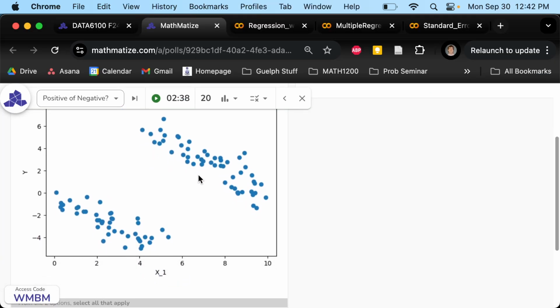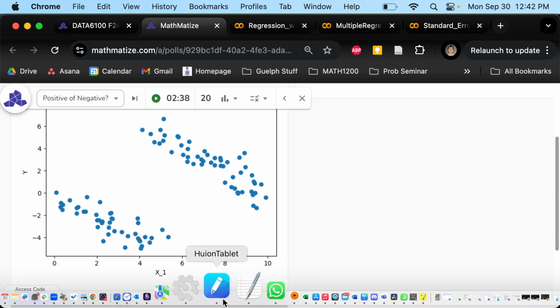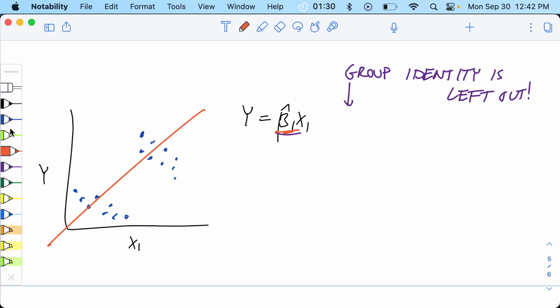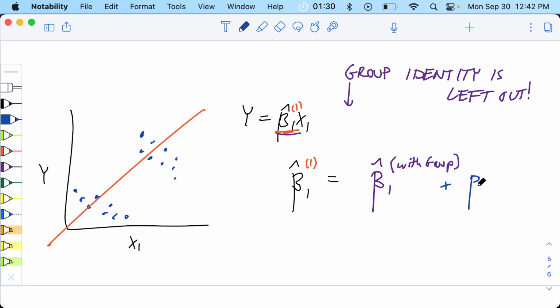In this picture, when you increase x1, it makes it more likely that you're in this group than that group. So what is the value of beta hat 1? Over here, like we said before, this is like the one variable case. And beta hat 1 is equal to, if you did the two variable case, if I included the group identity, let's do that in purple, that would be beta hat 1 with group plus, and then it would be beta hat group times delta group, right?